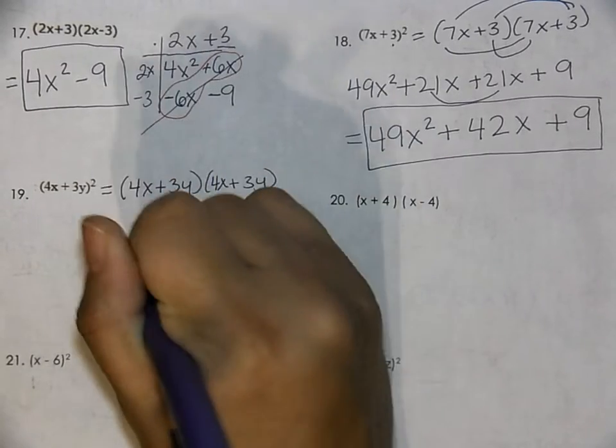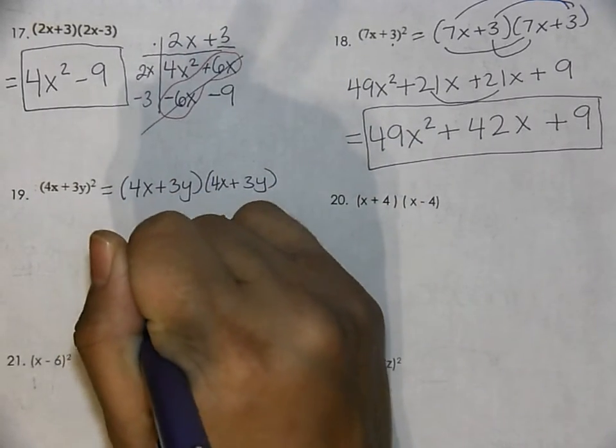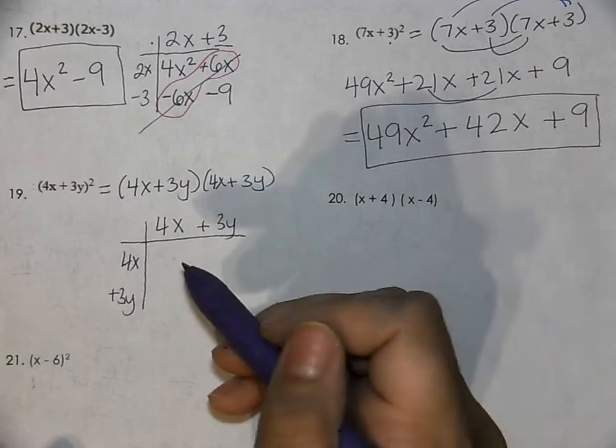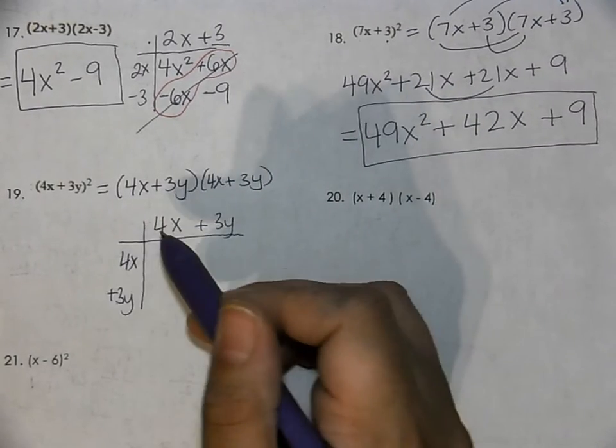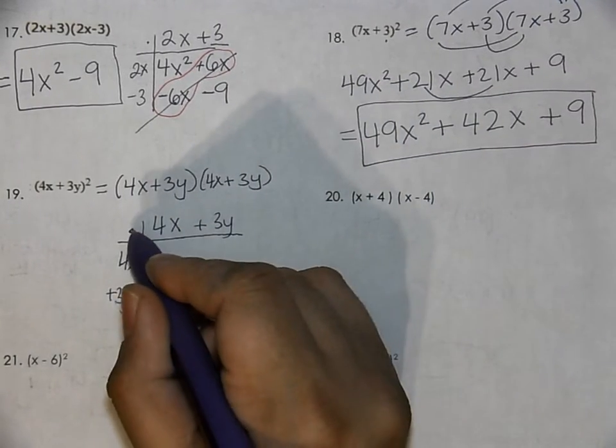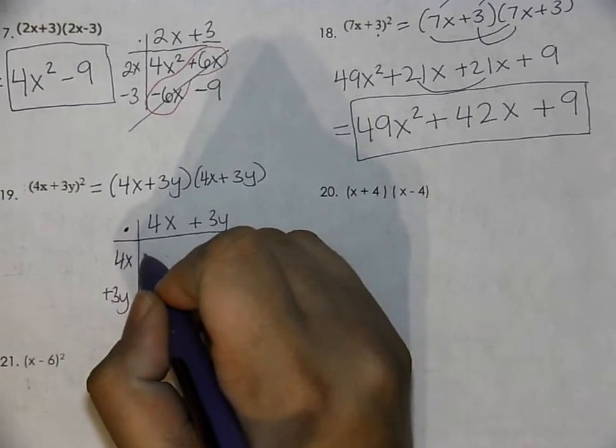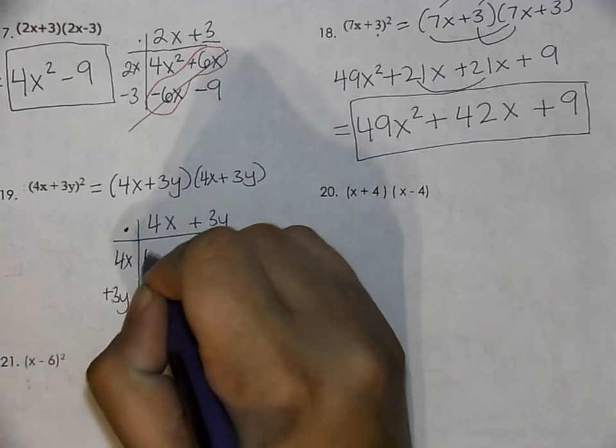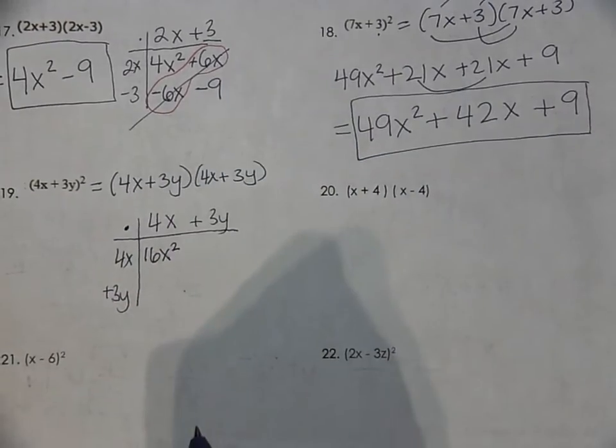4x plus 3y, 4x plus 3y. These are the same exact two parentheses. Doesn't matter where I would put them because they're the exact same. Now I start multiplying. So 4x times 4x is 16x squared.